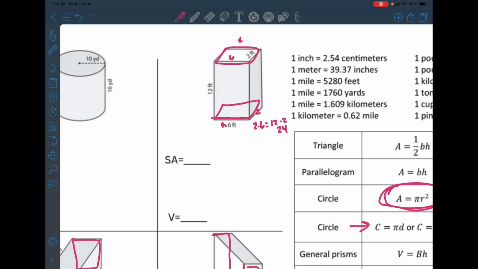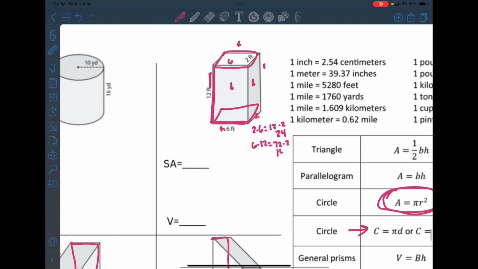So there's a rectangle over here, there's one right there, there's one right there, and there's one in the back. If you look carefully, these in the front and back are 6 by 12. There's 2 of them. So 6 times 12 gives you 72, but we have 2 of them. We have the front panel and the back panel. So that times 2 gives you 144.